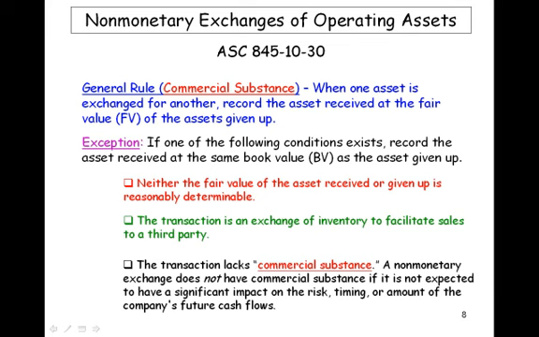Before we continue, there are some new terms you need to become familiar with. The word basis, B-A-S-I-S, is the tax meaning of book value. The word boot, B-O-O-T, means cash, and as previously stated, cash is used only to balance the value of an exchange. The word consideration means all cash and other assets given or received.